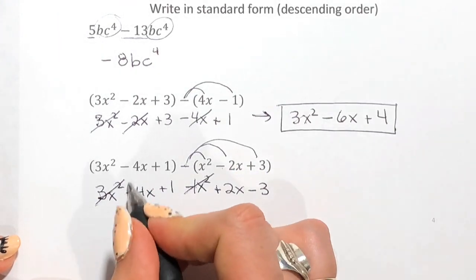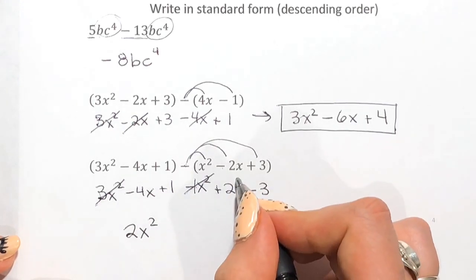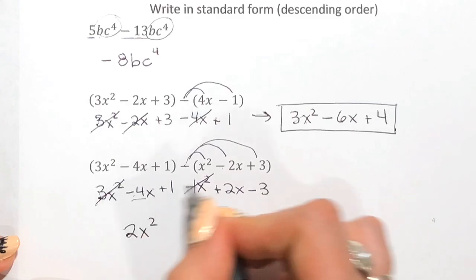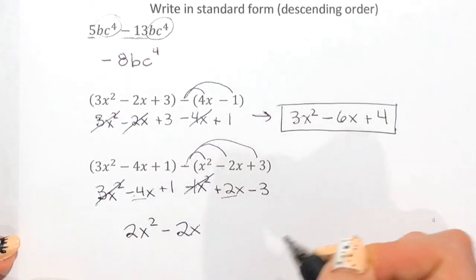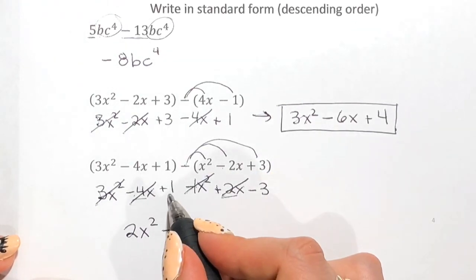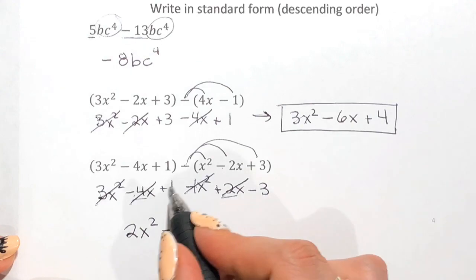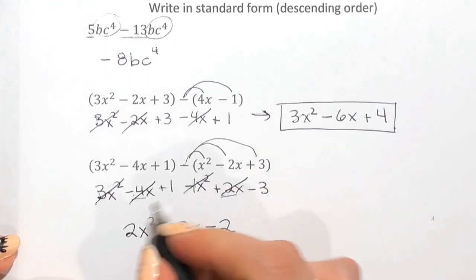Let's do our x's. I have a negative 4x here, but then I also have a plus 2x. So negative 4 plus 2 is negative 2. So negative 2x. Let's cross those out now. And then I have a 1 and a negative 3. 1 subtract 3 is negative 2. And we're already descending, so we're good to go.